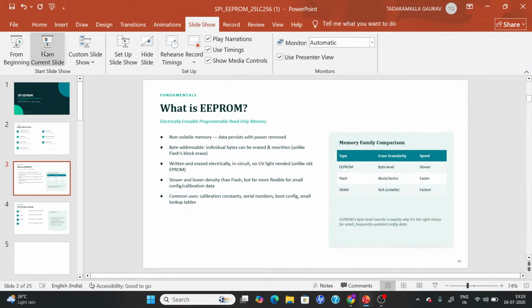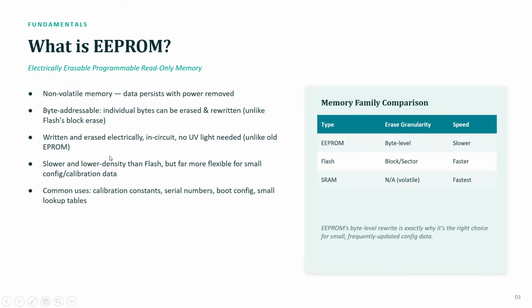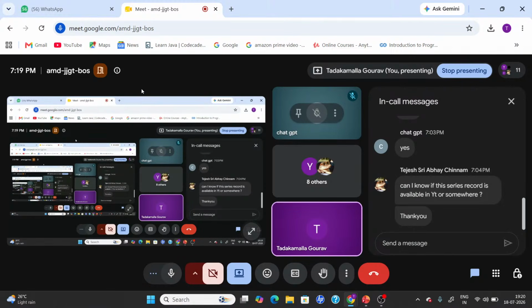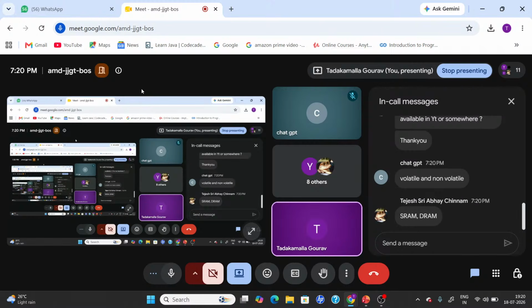Yes. So before going to discuss EEPROM, can anyone tell me what are the different kinds of memories we have? I'm waiting for your responses. Volatile memory and non-volatile. Exactly. SRAM and DRAM are also correct, but the general classification starts from the differences between the memories: volatile and non-volatile.